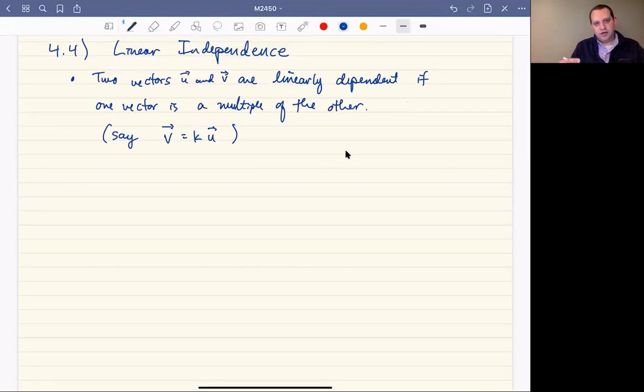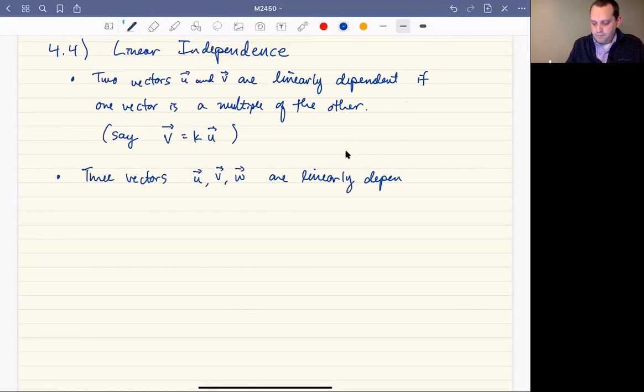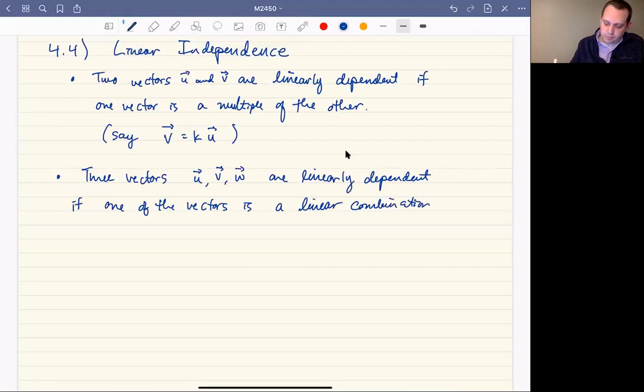But really, we want to talk about linear dependence for lots of vectors. So let's bump it up to three vectors, and then from there we can generalize. So three vectors, say U, V, and W, are going to be called linearly dependent if one of the vectors is a linear combination of the others.